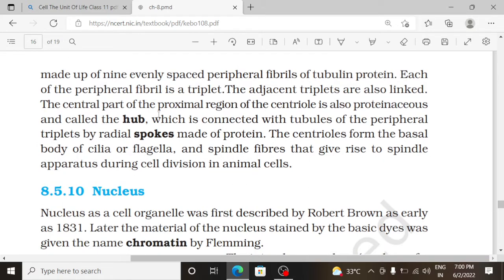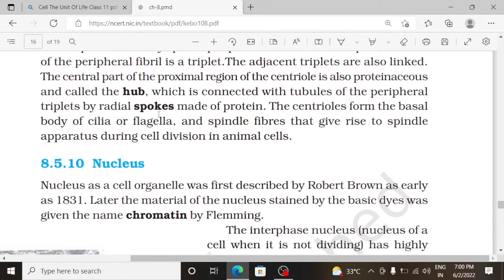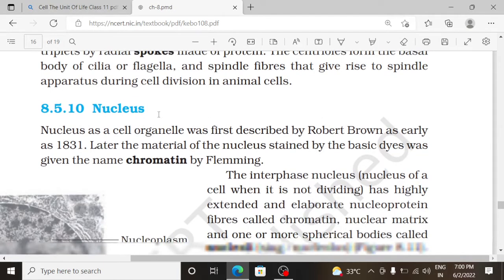The central part of the proximal region of centriole is also proteinaceous and called the hub, which is connected with tubules of the peripheral triplets by radial spokes made of protein. The centrioles form the basal body of cilia or flagella and spindle fibers that give rise to spindle apparatus during cell division in animal cells.